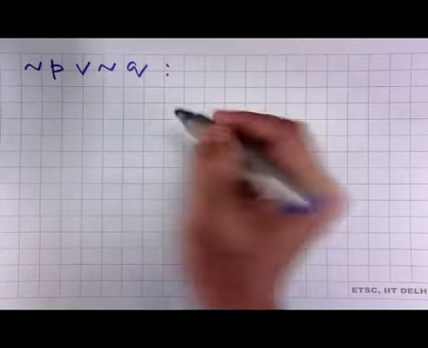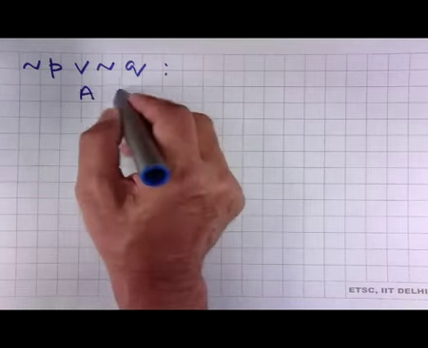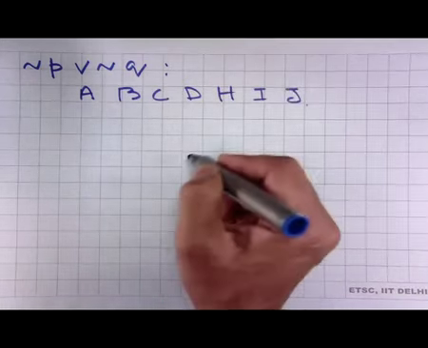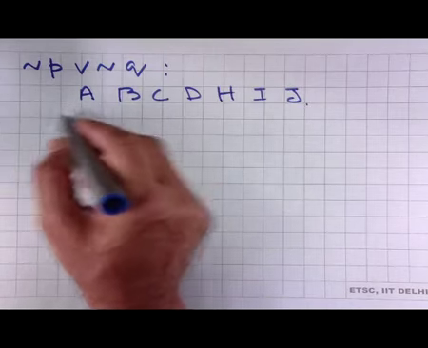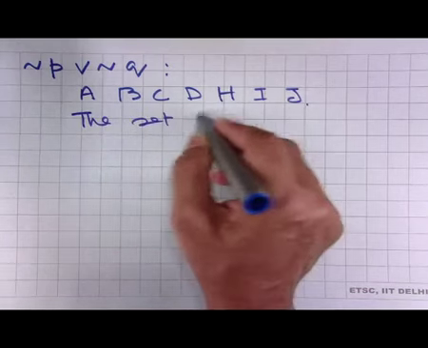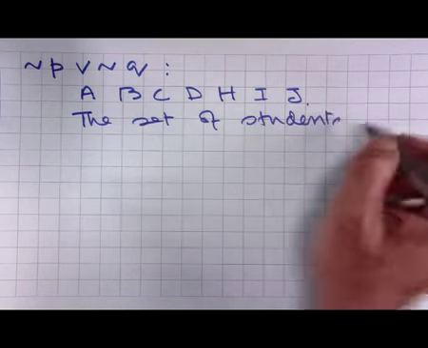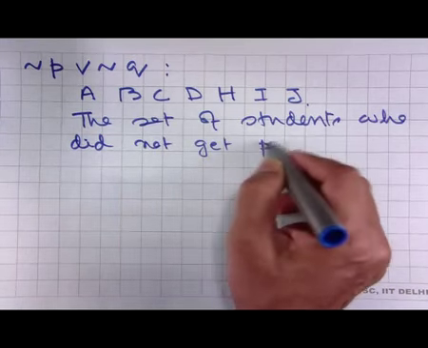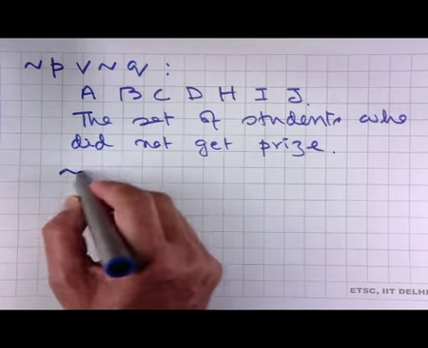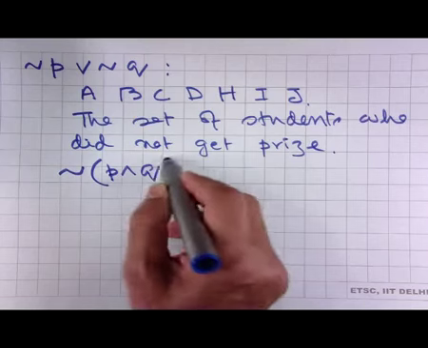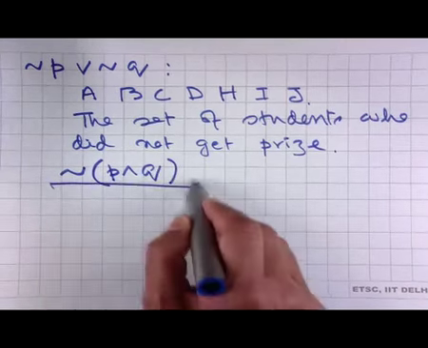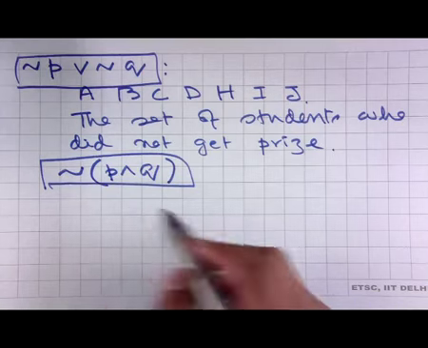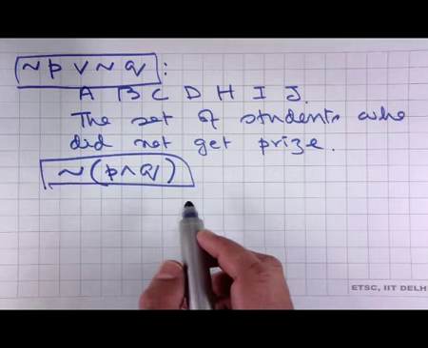We can say it is the union of the individual truth sets, and therefore, it is going to be A, B, C, D, H, I, J, which is nothing but actually the set of students who did not get prize, and therefore, they are nothing but negation of P and Q. Therefore, we can see that negation of P and Q and negation of P or negation of Q, they have the same truth set, or in other words, they have the same truth values.